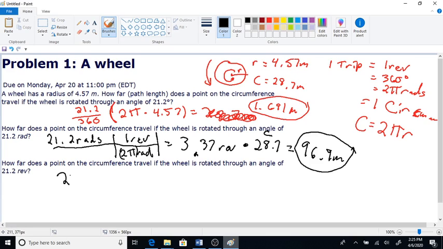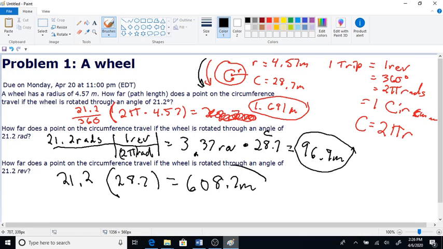It's already in revolutions for us. And how far is one revolution, one trip around? How far is it? Well, it's one circumference. So all we have to do is multiply by the circumference, which for me is 28.7 meters, and we get 608.7 meters. There we go.